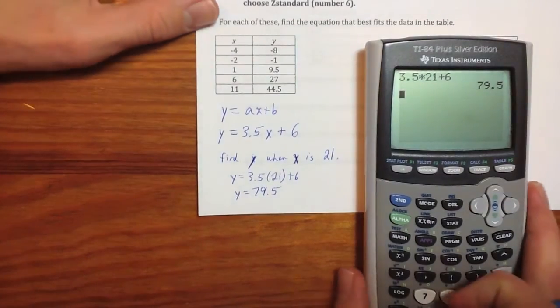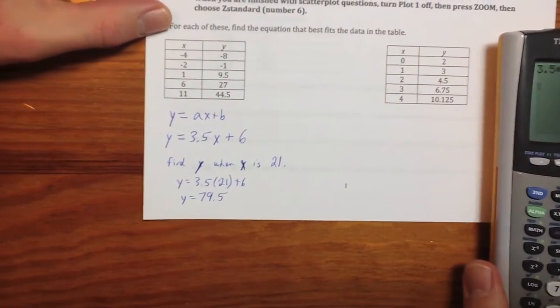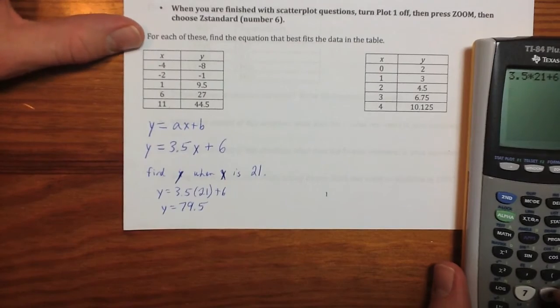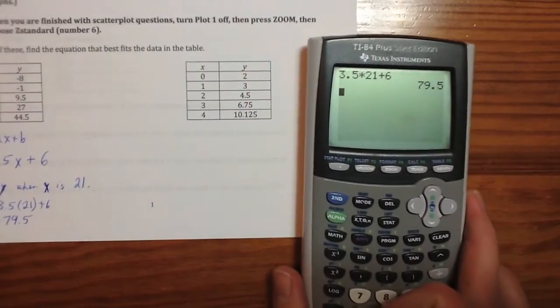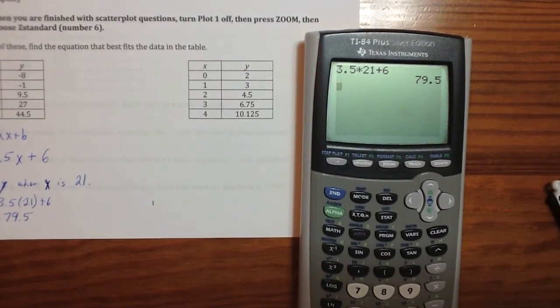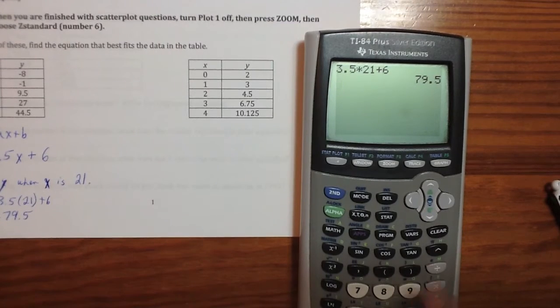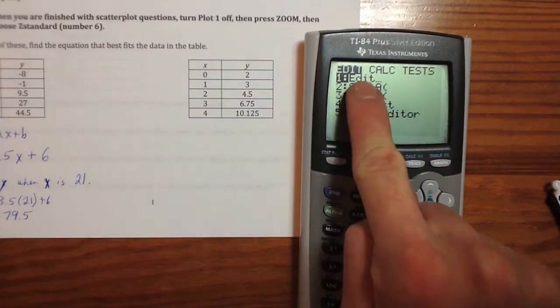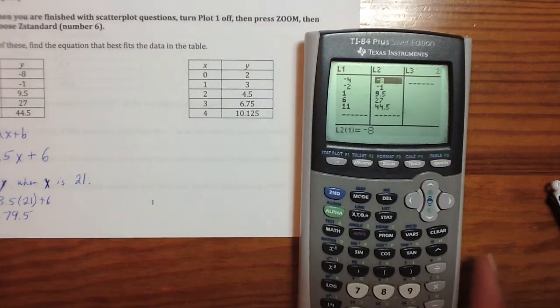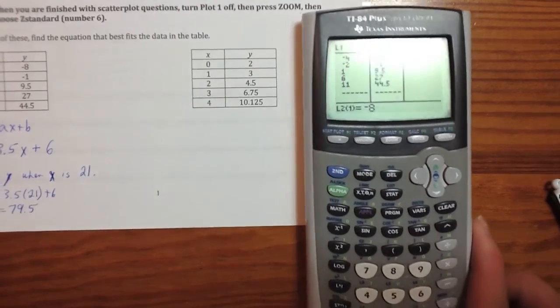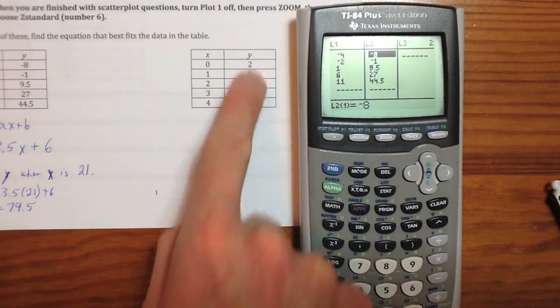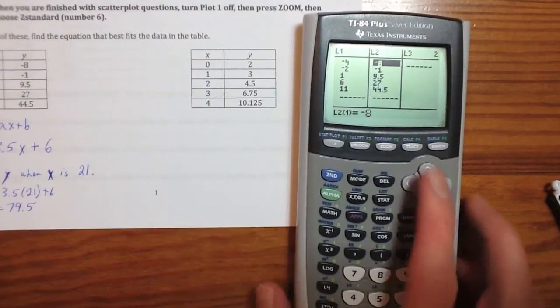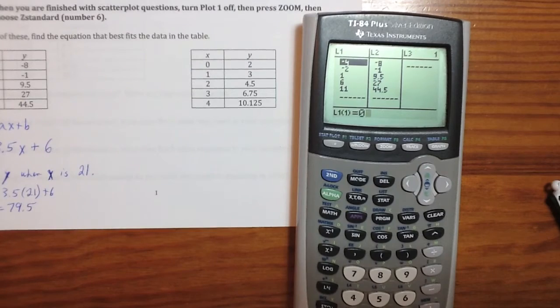Okay, let's do the second one. Sitting over here, we're going to go through the same steps. We will press Stat. And we need to edit our list. So we hit enter on edit. We still have the data in there from a minute ago. And if you want to, you could type over top of it.